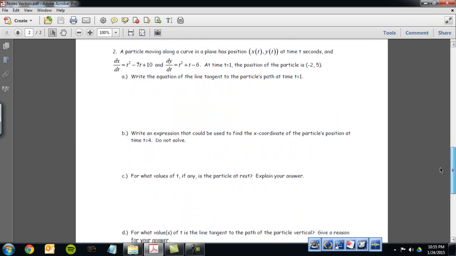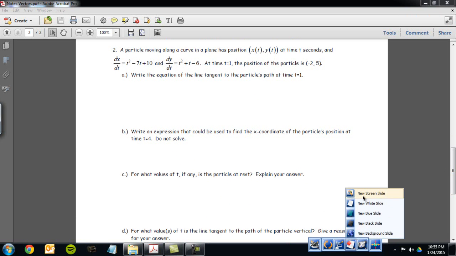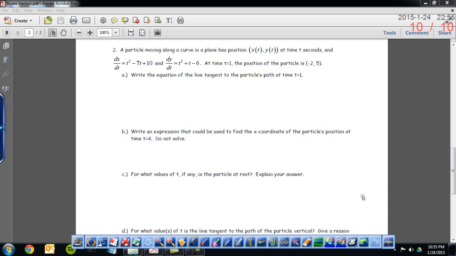Okay, let's look at how this is tested on the AP exam. It's very straightforward, and it's the same questions over and over each year. This particular type of question has been very predictable in years past.